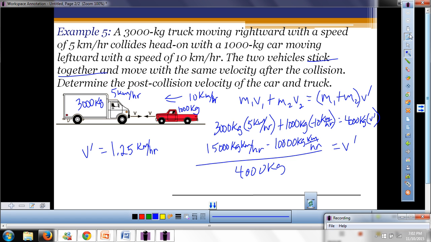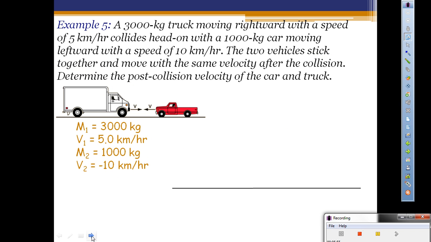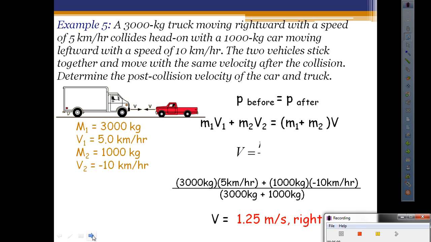All right, now let's see if this lovely PowerPoint agrees with us. So here we go. There's all our data. P before equals P after. Looks just like mine. There we go. We got it right. Good deal. Okay, let's move on.